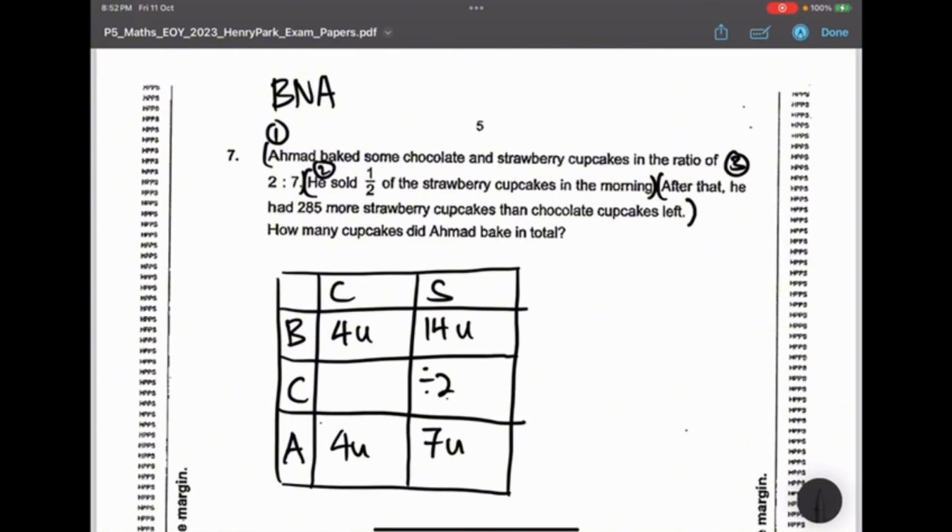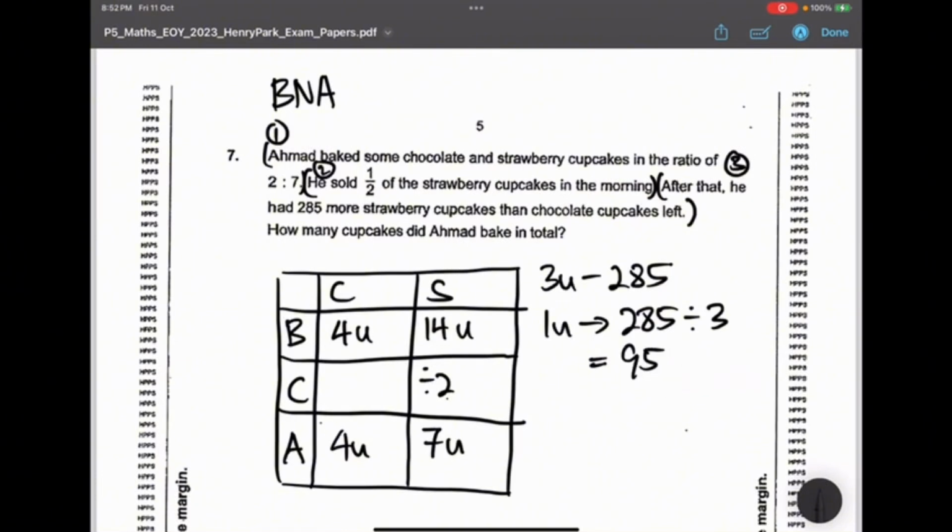Alright, and if they said that there are 285 more strawberry cupcakes than chocolate cupcakes, what I want to do is to find the difference, right, in units. So I know 7 minus 4, that will give me 3 units. So I know that 3 units, which is the difference in units, is equal to the difference in cupcakes. And that would be 285. Now what I want to do is to find my 1 unit, and that is to just take 285 divided by 3, and that would give me 95 cupcakes.